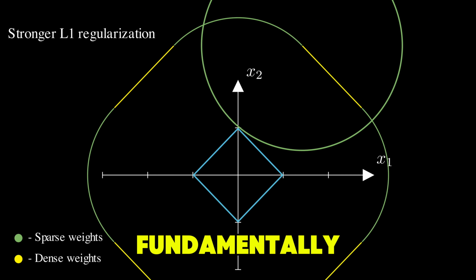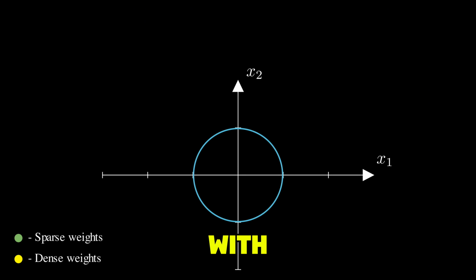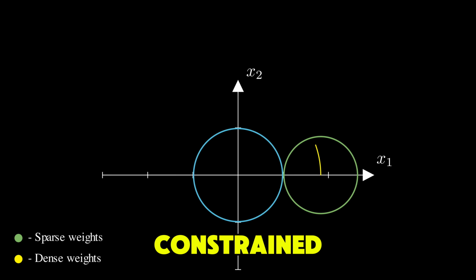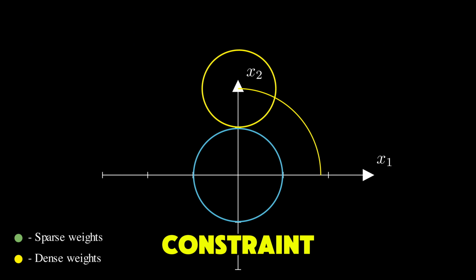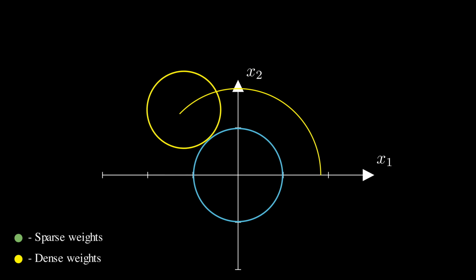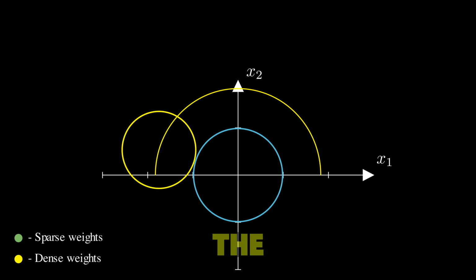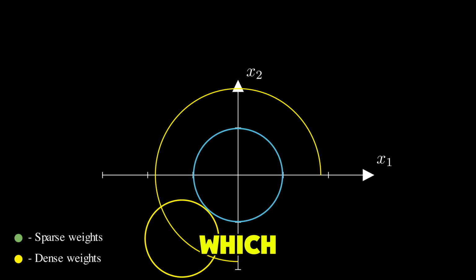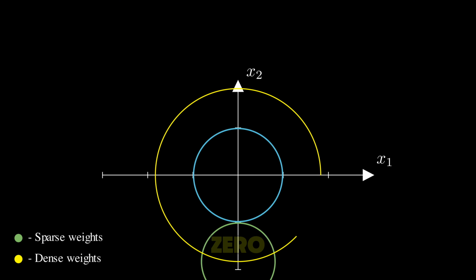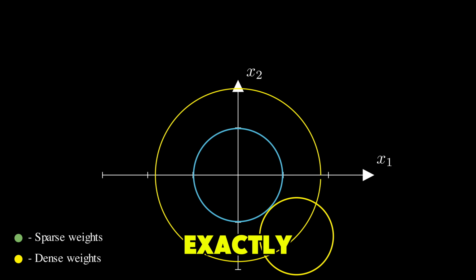This behavior is fundamentally different from what happens with L2 regularization, where the constraint region is a circle. Unlike the diamond, a circular constraint does not have sharp corners, and all points along the boundary of the circle are equally likely to be touched by the contour circle, which is why L2 shrinks weights towards zero, but does not set them exactly to zero.